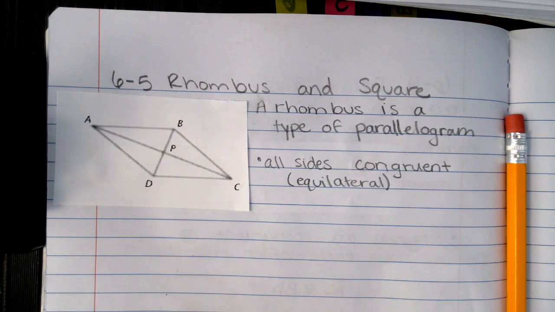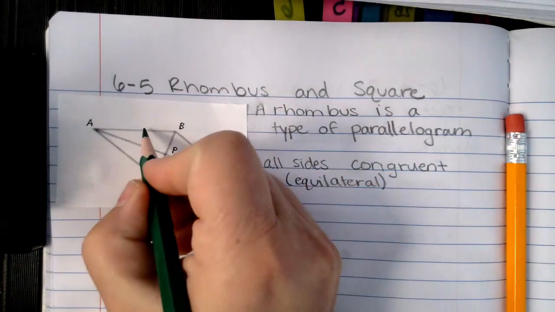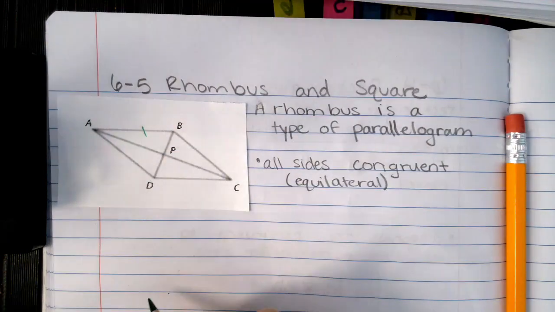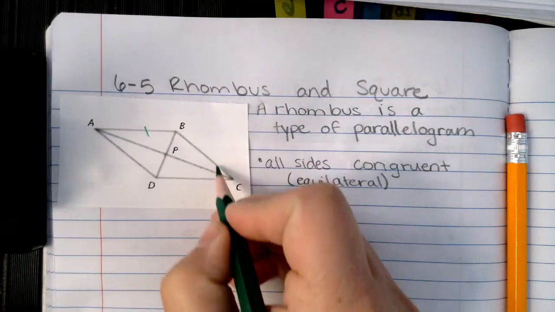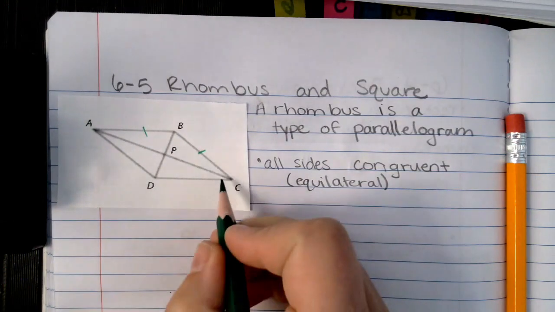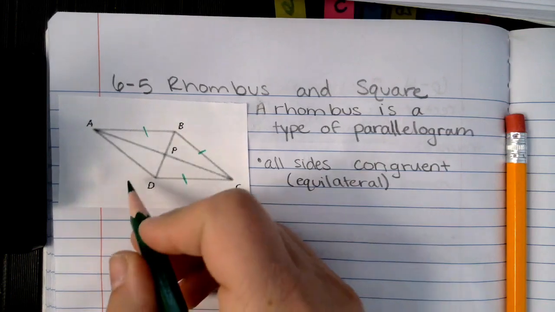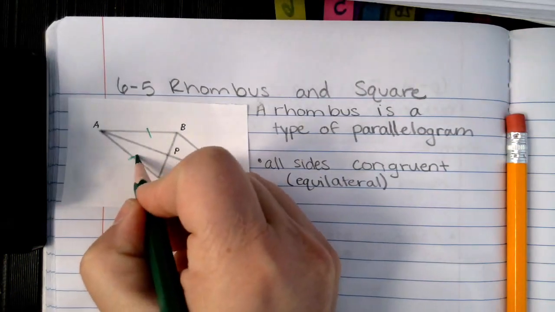Alright, so I'm going to show that all sides are congruent. So A to B is congruent to B to C, which is congruent to C to D, which is congruent to D to A. So all four sides are equal. They're all the same.